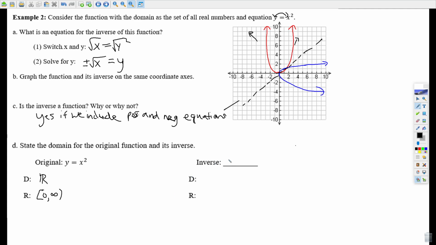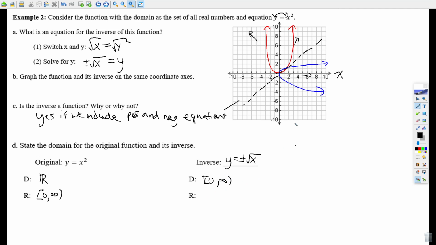Now, what's the domain and range of the inverse? Remember, the inverse is y equals plus or minus the square root of x. That's my blue one. Let's talk about the domain. That's the x values. If you look across the x-axis, it does not go into the negatives at all. So it starts at 0 and goes up forever, to infinity. So we'd say from 0 to infinity.